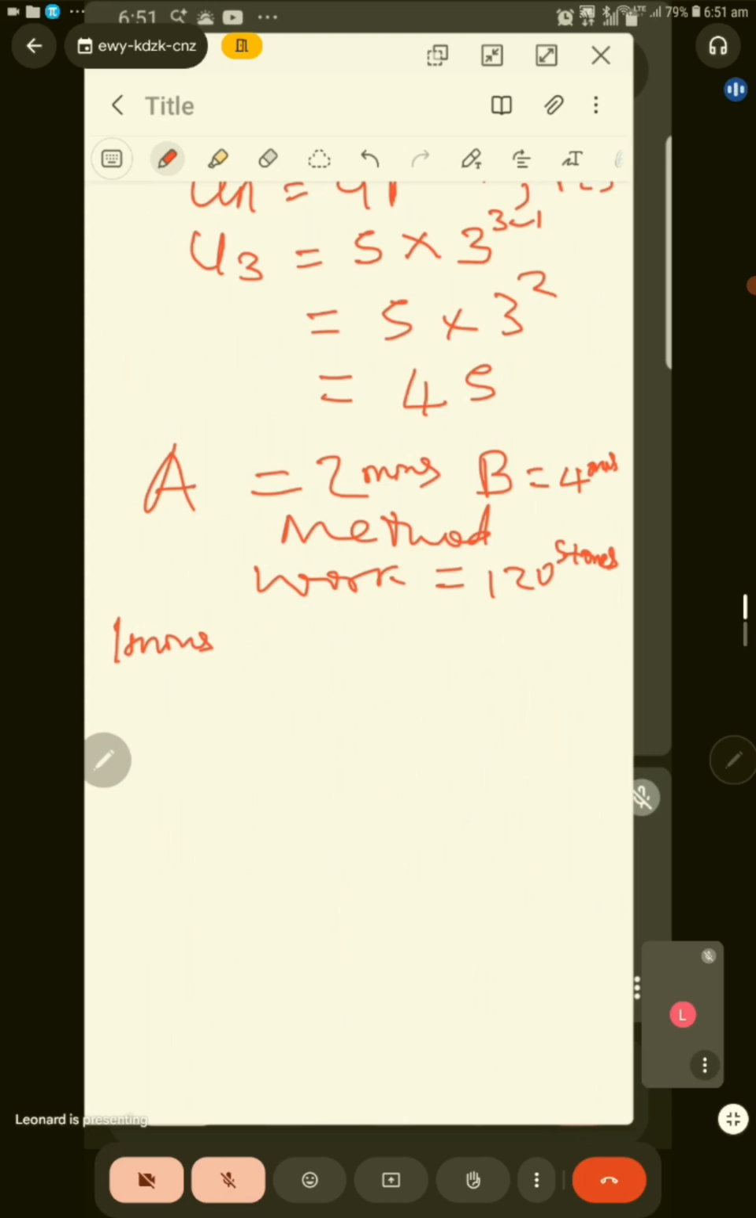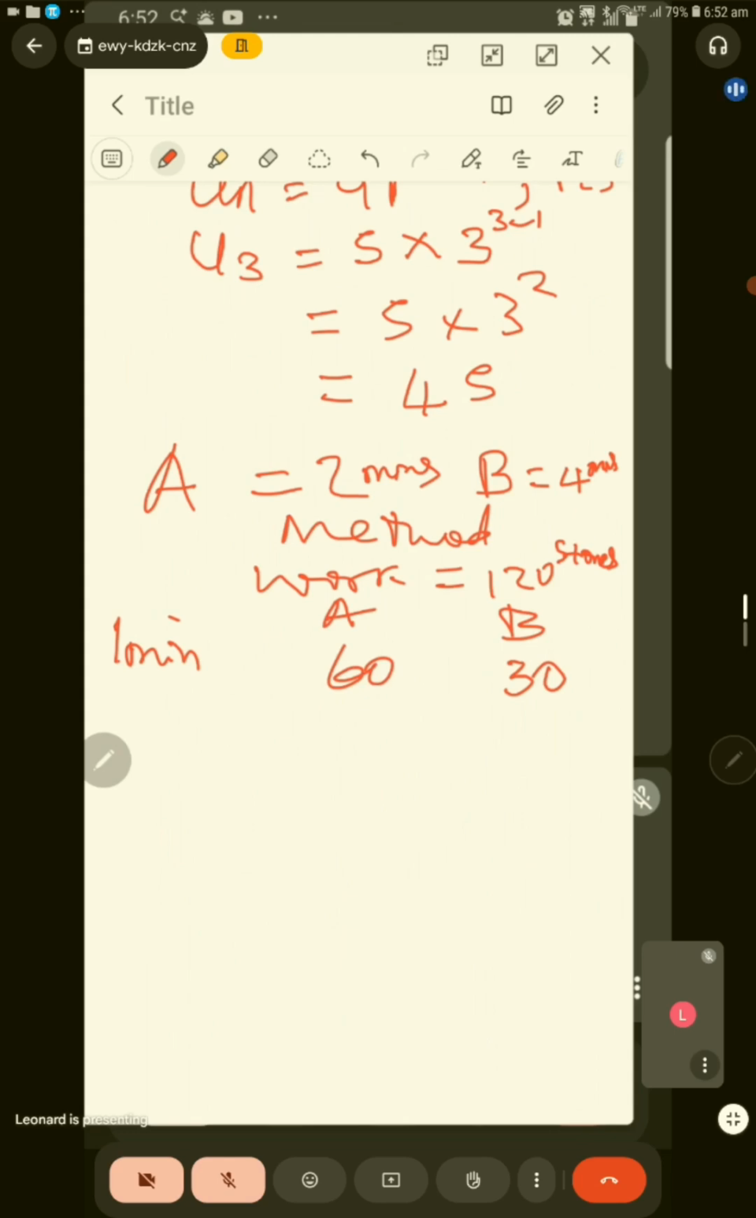But let's see what can happen in 1 minute. Let's put A here and put B here. If A can pick 120 stones in 2 minutes, in 1 minute it's going to pick only 60, and it makes sense that B, working at half the speed, is going to pick only 30. Now we are left with 30 stones.